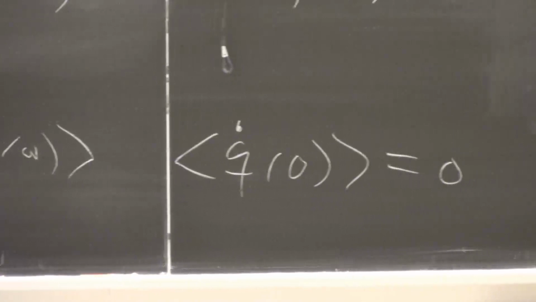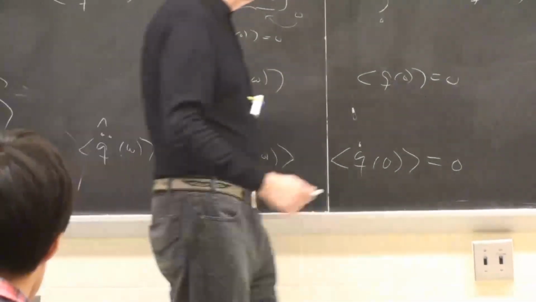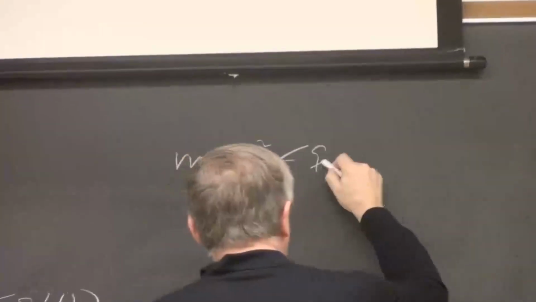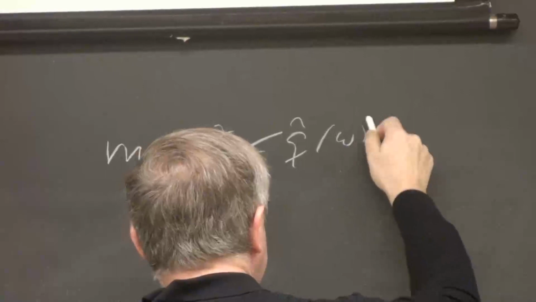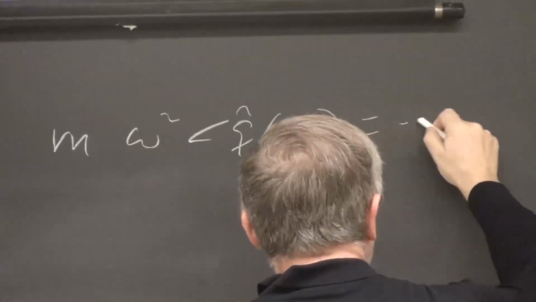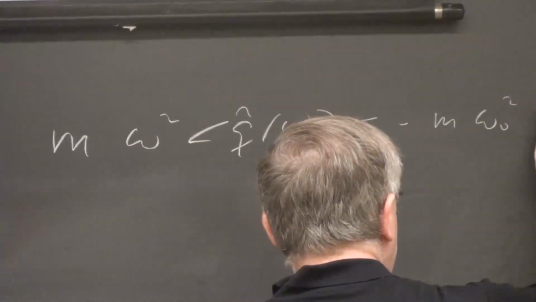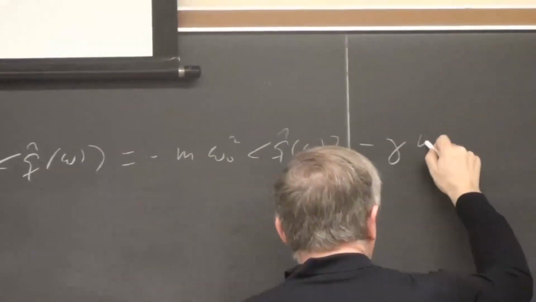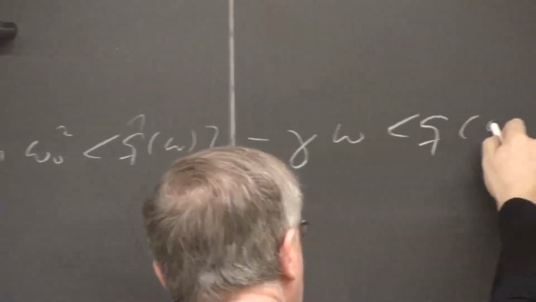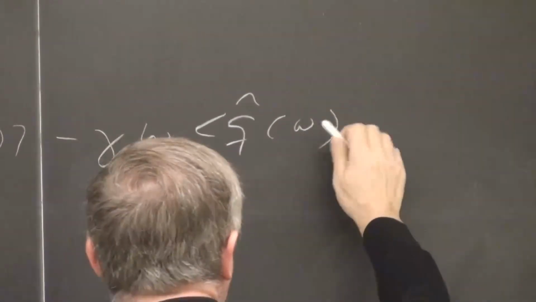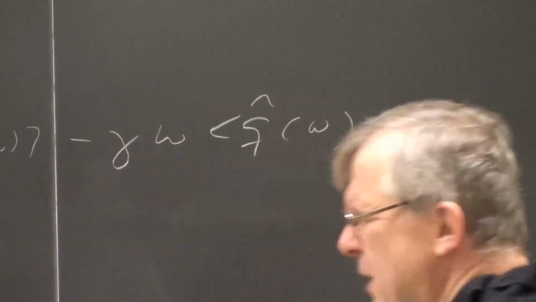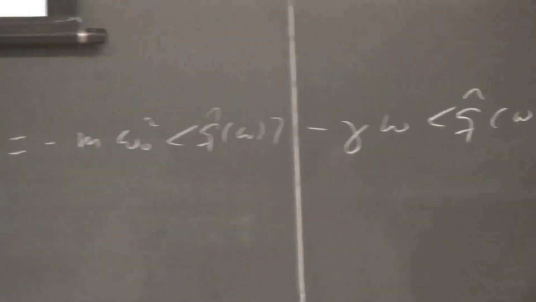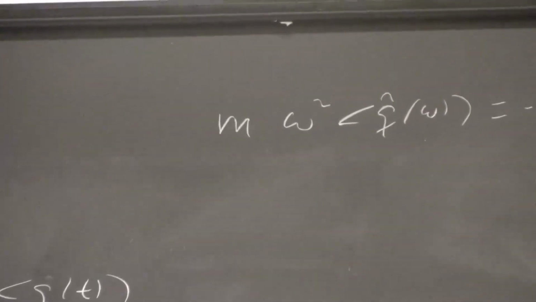So then we have the following equation. We have omega squared Q hat of omega is equal to minus m omega 0 squared Q hat of omega minus gamma omega Q hat of omega. I left out something important. I would get a very, very boring result. So I have to go back.